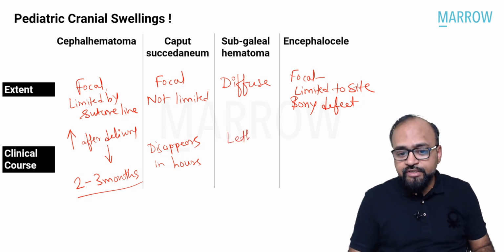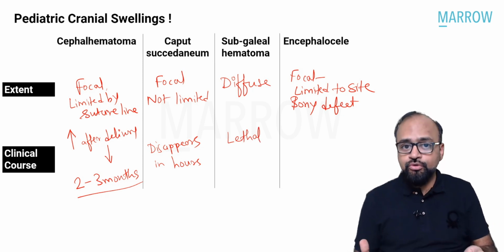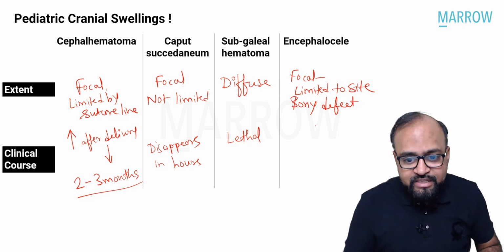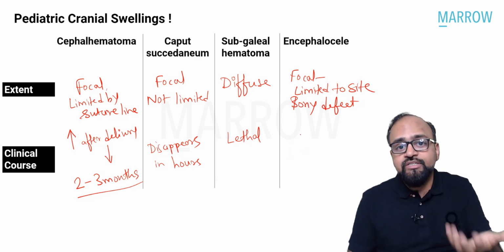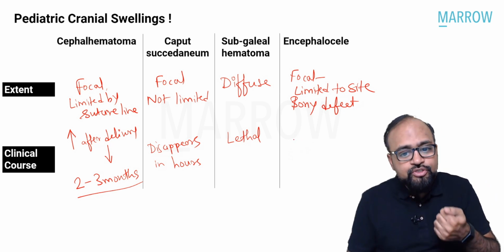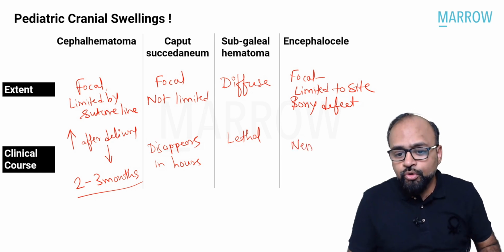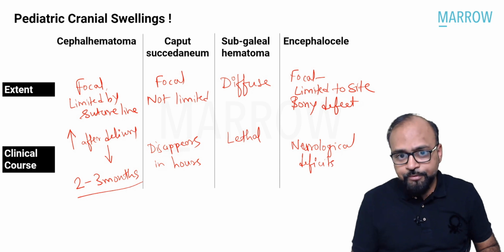Subgaleal hematoma clinical course can be lethal. It can be dangerous. Why? Because of the large space, large blood loss, which can give rise to tachycardia, pallor, altered state, hemodynamic compromise. Encephalocele clinical course, it is usually going to be a fixed herniation unless it is surgically corrected. So it is usually not progressive, may be associated with some neurological deficits because of the herniation of the brain parenchyma.